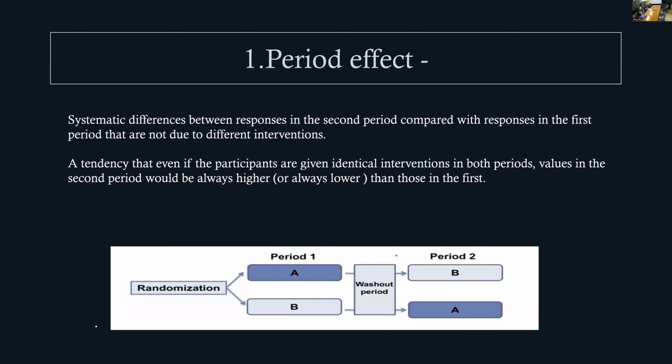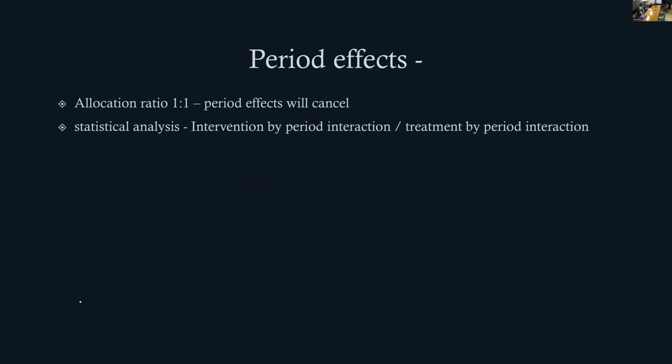So that is problem with the period, but your treatment is identical. This is called period effect. The way to circumvent this is you should have an allocation of 1:1. Even if the allocation is not equal, there can be some statistical analysis that can be done to circumvent a period effect. So coming to our study, was the number of participants allocated to each group equal or nearly equal?